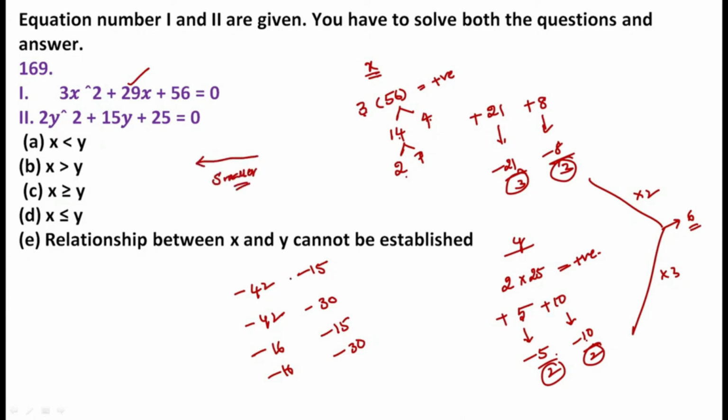Yeah, minus 42 is smaller than minus 15. Minus 16 is smaller than minus 15. But here, minus 16 compared to the 30 is also smaller. So the relation is x less than y.